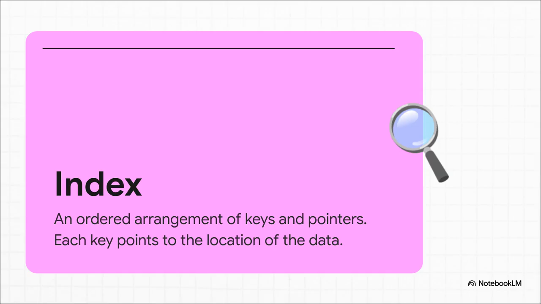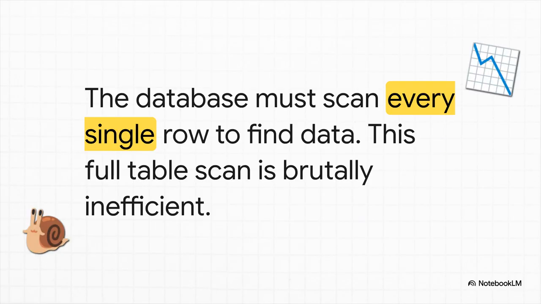A database index is the exact same idea. It's not the data itself, it's a map that points to the data. So without an index, when you ask your database for something specific, it's like asking it to find a single word in that huge textbook, but with no index to help. The database has no choice but to start at page 1 and scan every single line of every single row until it finally finds what it's looking for. We call this a full table scan, and trust me, it is painfully slow.